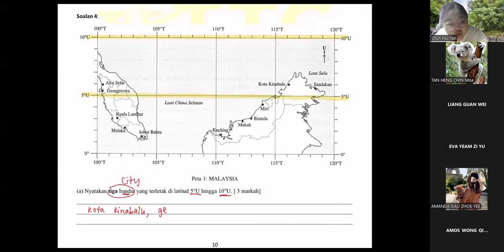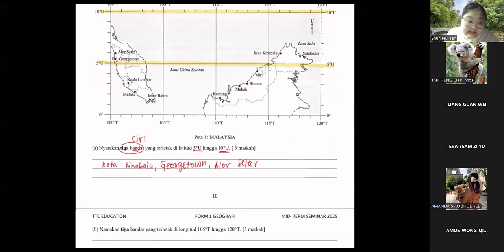Wait, okay, heavy rain. I hope your internet is fine. It started raining. Georgetown, followed by Alor Setar. You can write Sandakan as well, yeah. But Laut Sulu doesn't count, okay. Laut tells you that it is the sea. All right. This is the first way of asking. Second, come again. 3 bandar di 105 to 120.